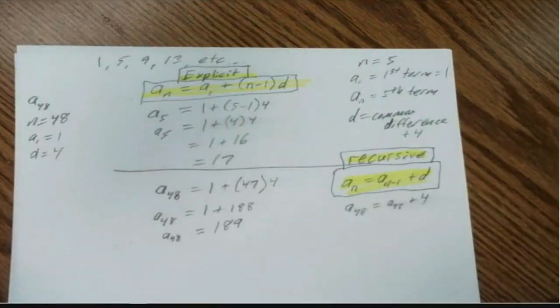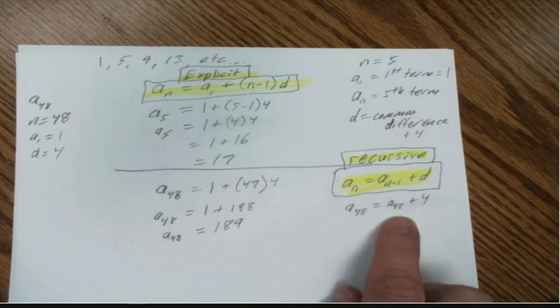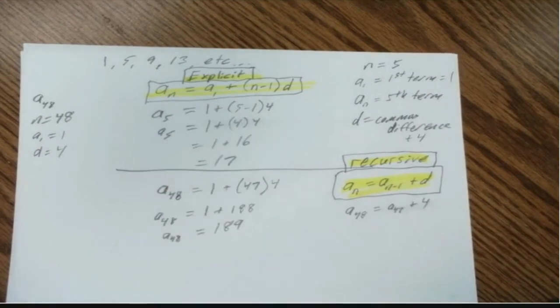And so you may have questions about recursive or explicit, so it's important to learn which is which. Recursive relies on knowing the term before. The only way to know the 48th term is to know the 47th term. But explicit, we can explicitly jump straight to that 48th term.